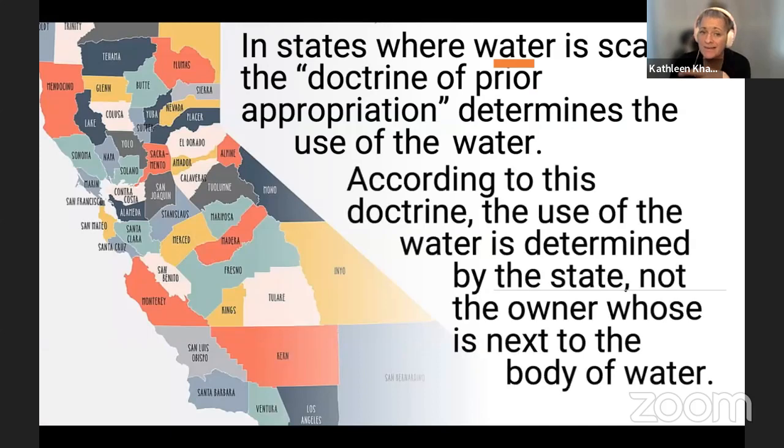So in states where water is scarce, welcome to California, the doctrine of prior appropriation determines the use of the water. According to this doctrine, the use of water is determined by the state. What state? State of California, y'all. Not the owner who is next to the body of water.